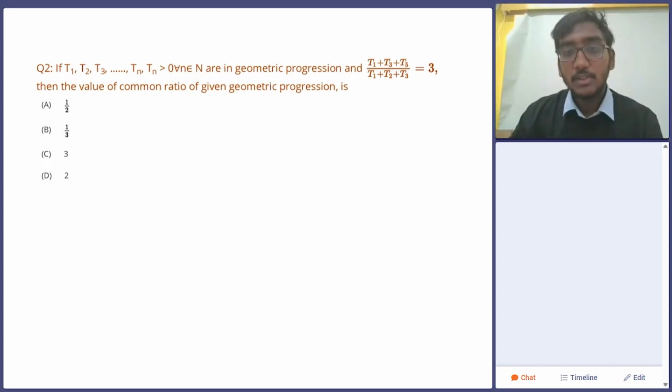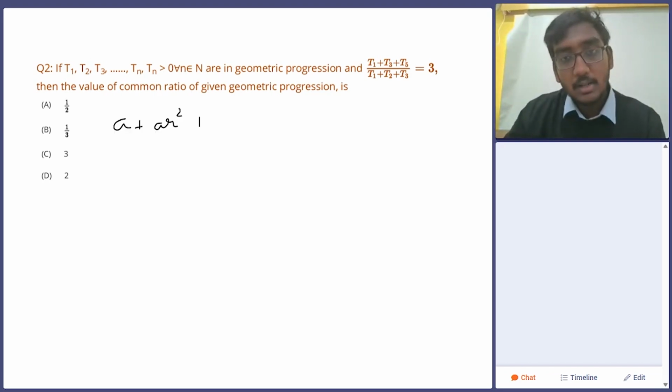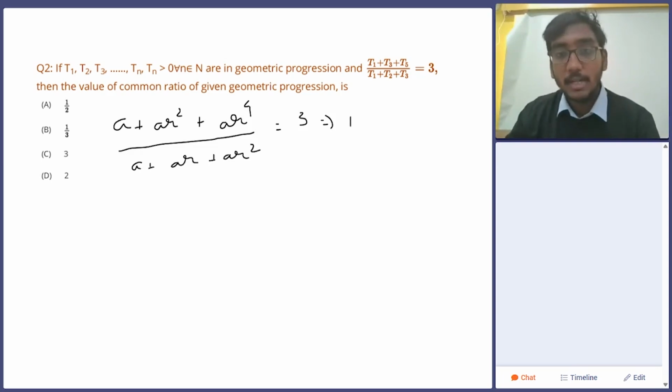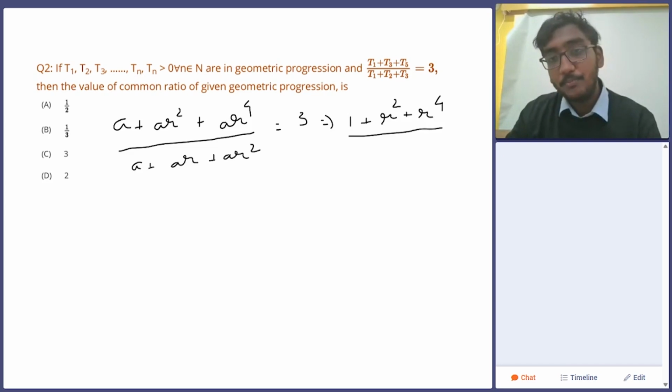Actually, they have given the ratio of the first, third, and fifth term to that of first, second, and third term of a geometric progression as 3. Okay, that means what? A plus AR square plus AR power 4 upon A plus AR square, right? That is known to be 3, right? So, if you pull out A from the numerator as well as from the denominator, what you will be getting? 1 plus R square plus R power 4 upon 1 plus R square is equal to 3.